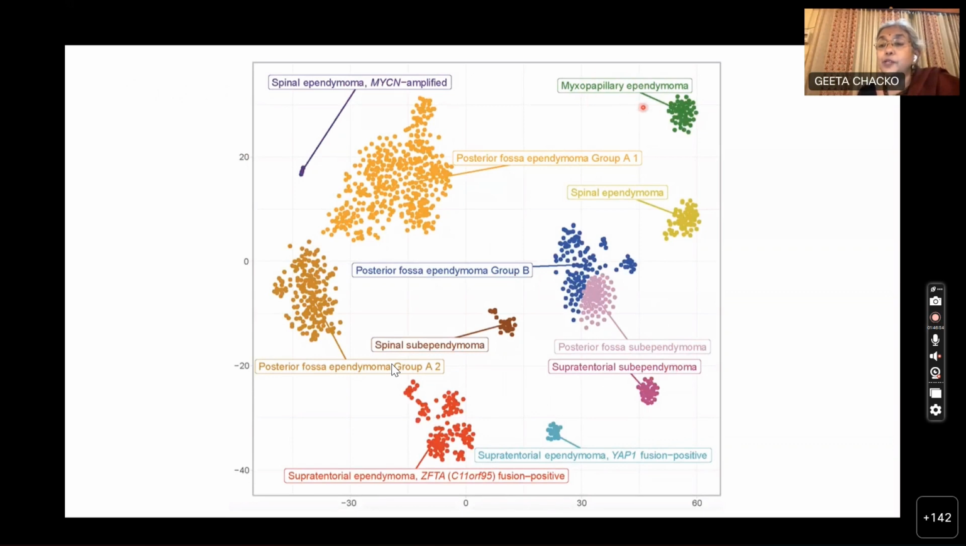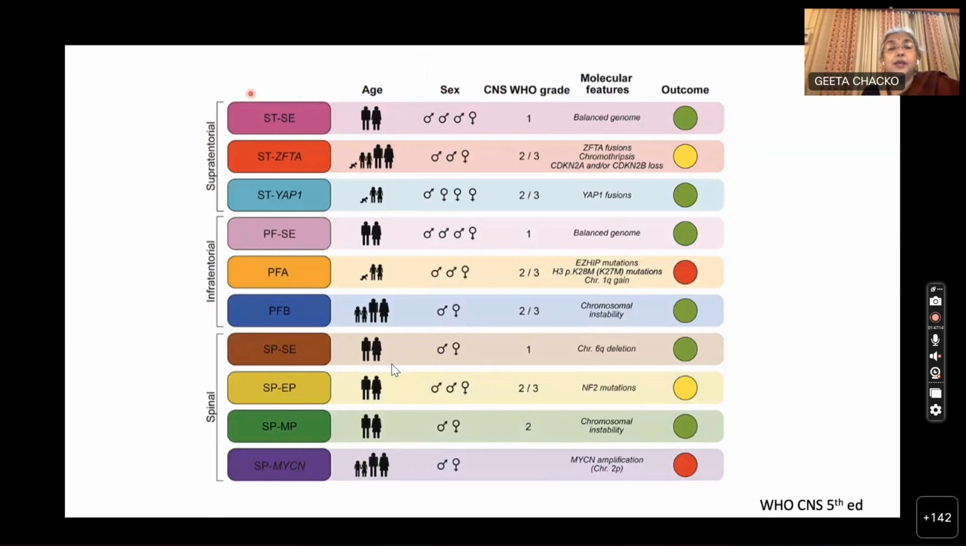In the spinal, you also have the myxopapillary ependymoma, and then you have the subependymoma, and then you have the high-grade MYCN amplified tumors. In the supratentorial, you have the subependymoma, the ZFTA fusion and YAP1 fusion. And in the posterior fossa, the subependymoma, group A and group B. So that's what this shows. All of them have a subependymoma as one of their types. In the supratentorial, you have the ZFTA fusion and the YAP1 fusion tumors. In the posterior fossa, you have A and B. And in the spinal, you have the regular ependymoma, the myxopapillary, and the MYCN amplified.